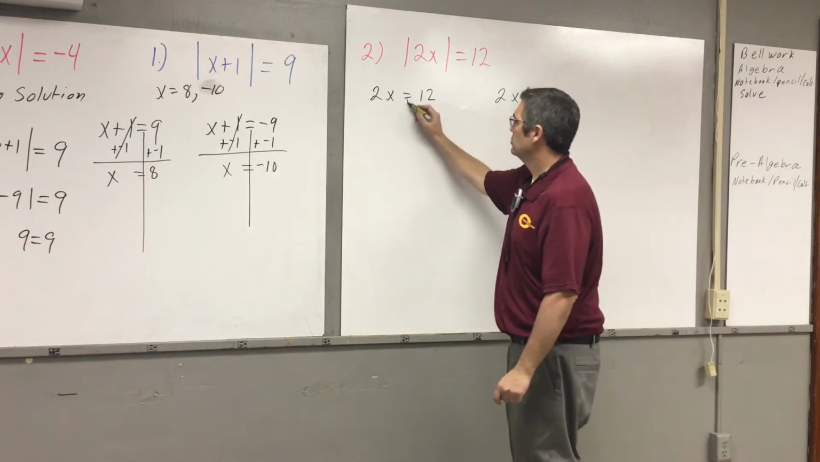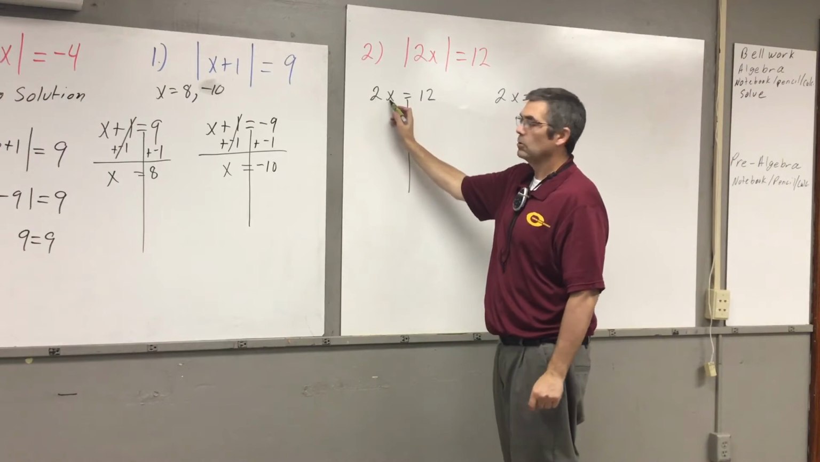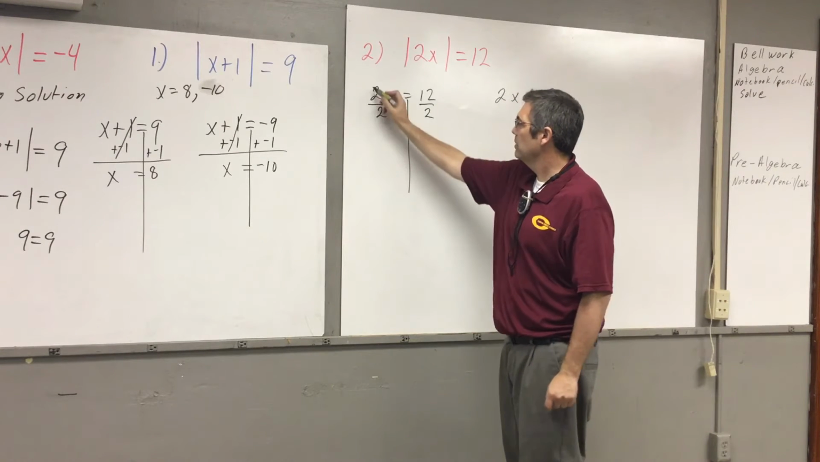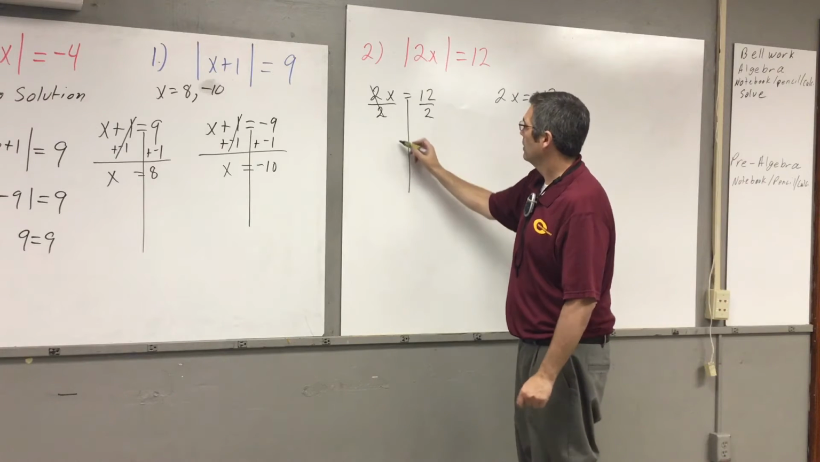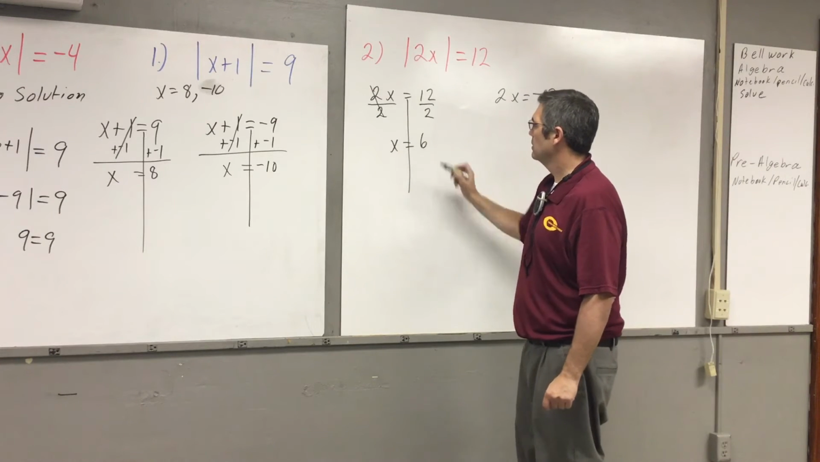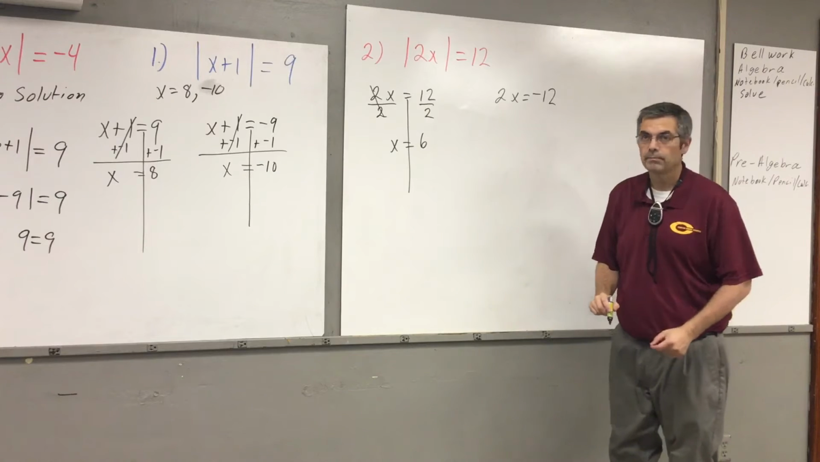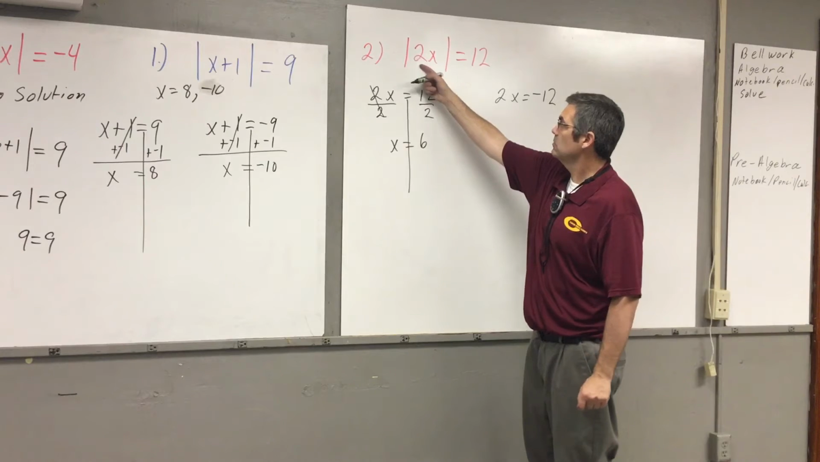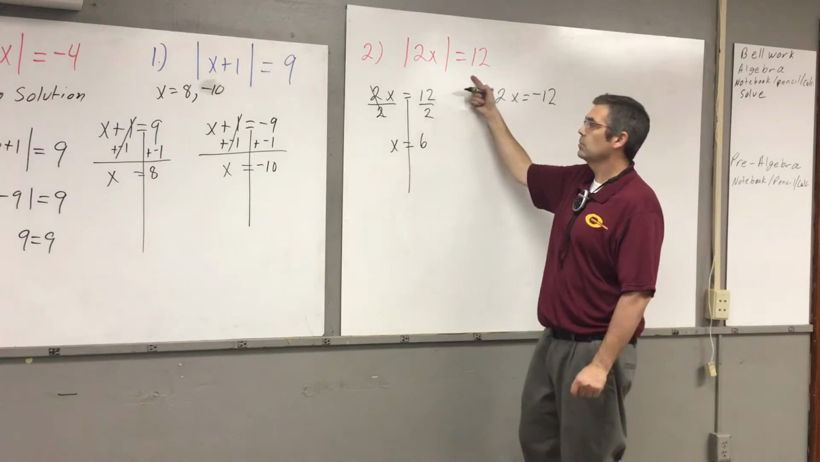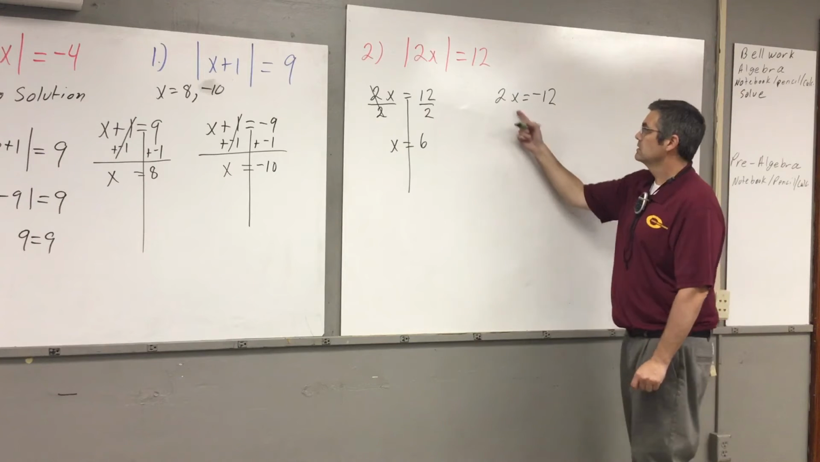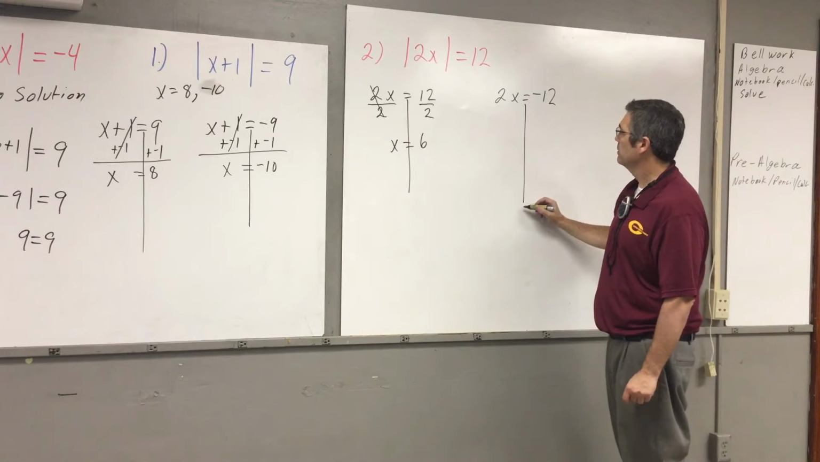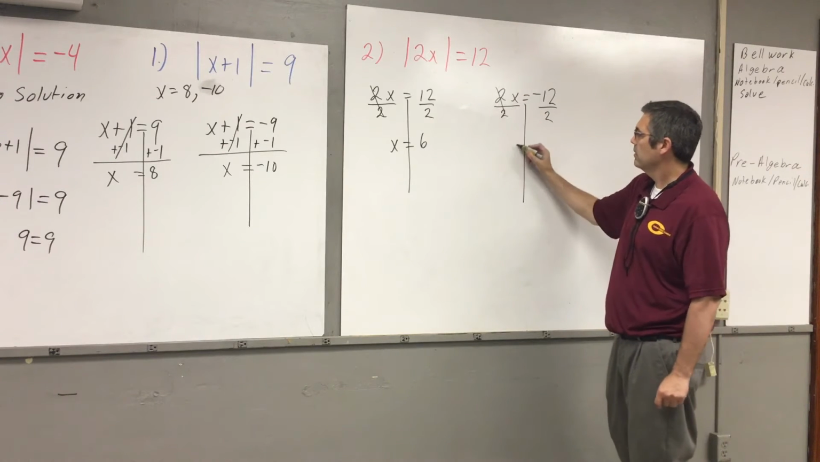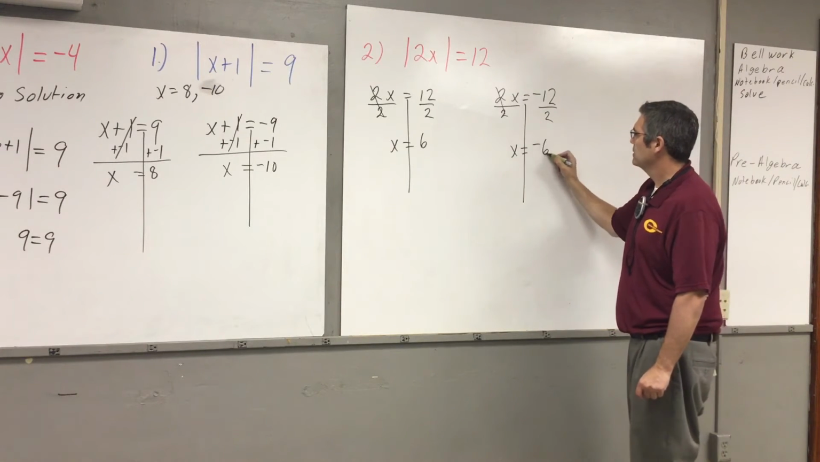So draw your line. This is multiplication. The opposite operation is division. Divide by 2, divide by 2. This cancels out. X equals 6. We're good there. And we could substitute it back in: 6 times 2 gives us 12, the absolute value of 12 equals 12. We're good. Same thing here. Draw our line. Divide by 2, divide by 2. This cancels out. X equals -6.